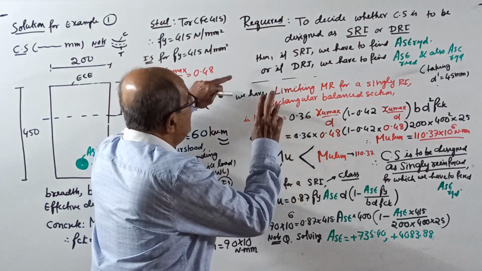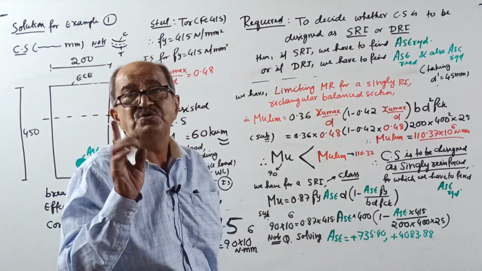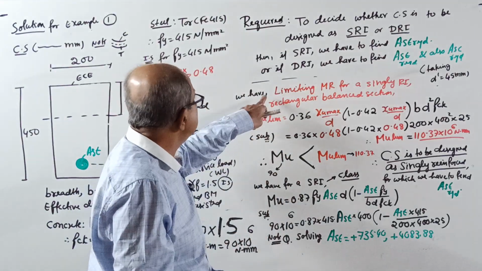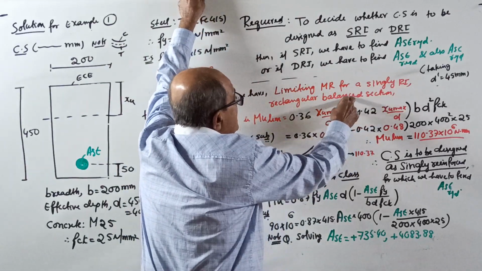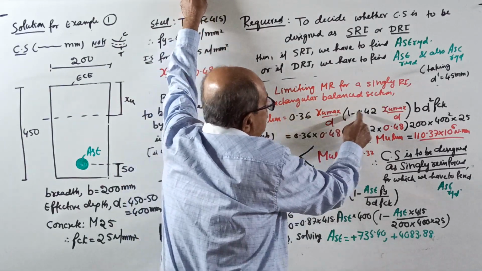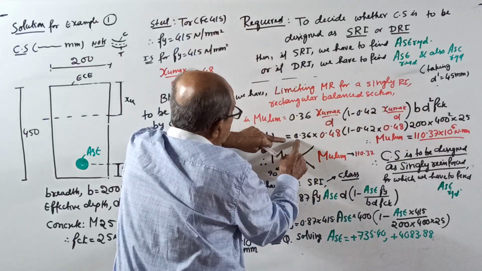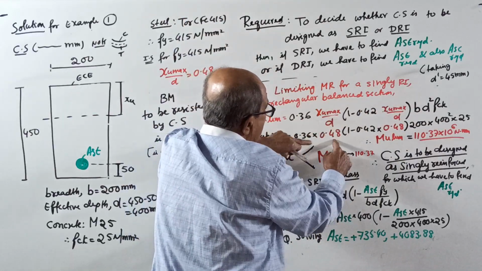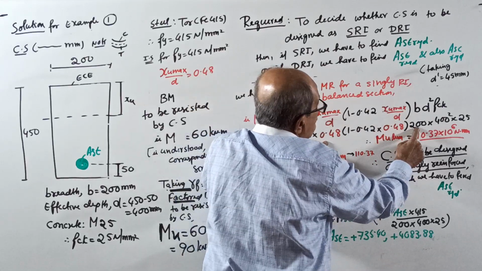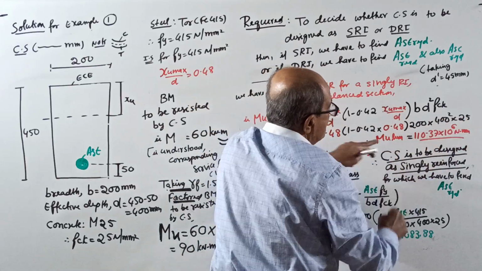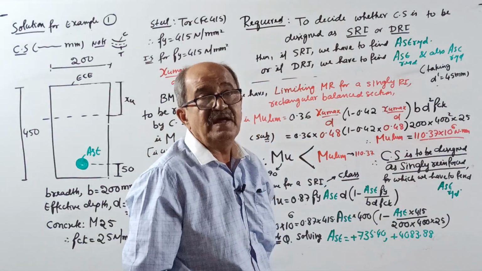Now start. I already gave the procedure for you. See the procedure? I told first find Mu limit. This statement I told so many times, Mu limit. Write the formula for Mu limit and substitute: 0.36 xu max by d, 1 minus 0.42 xu max by d, into 200, 400 square, 25. It will come 110.37, in red color.